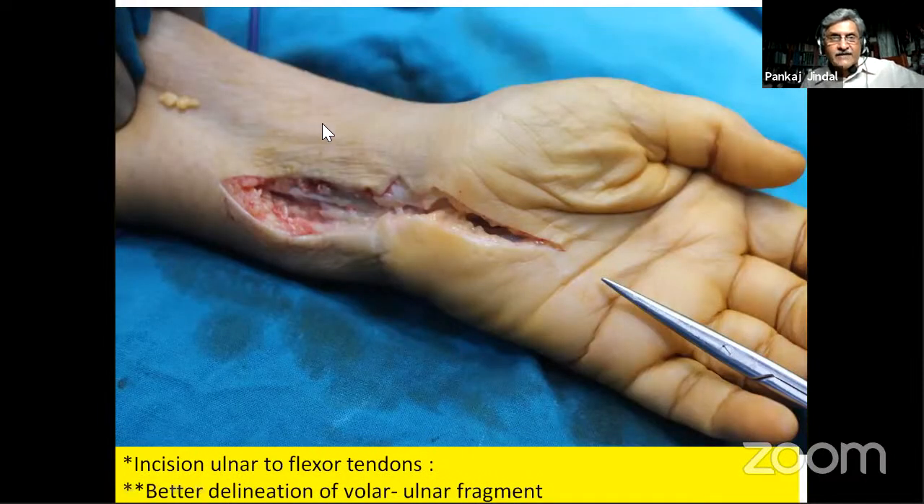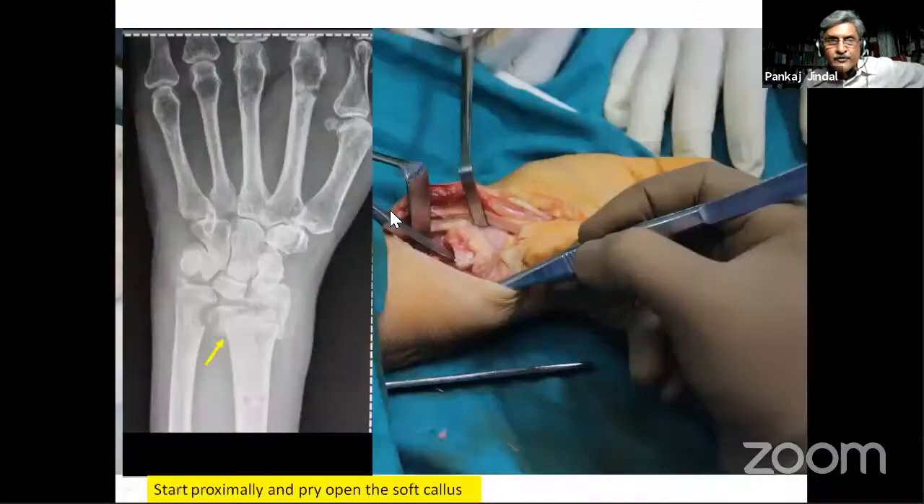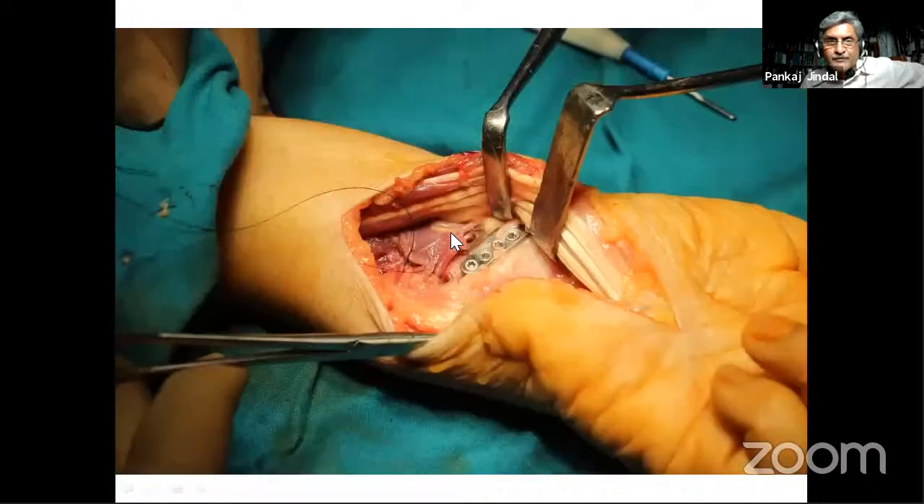Instead of going through a standard flexor carpi approach, to have a good fixation, we went ulnar to the flexor tendons. Between the ulnar nerve and the flexor tendons, we had a good view of this. We could relocate this fragment and put a plate there.